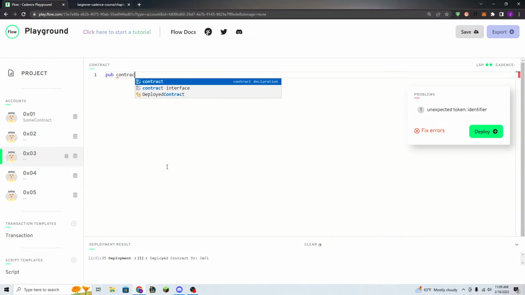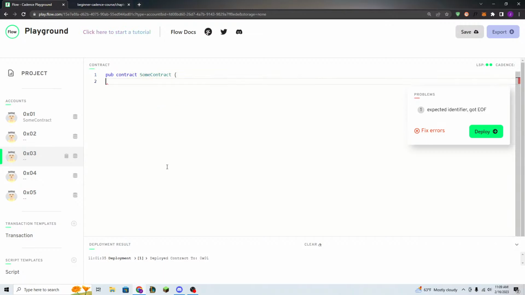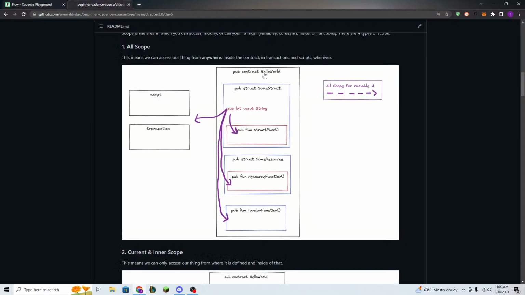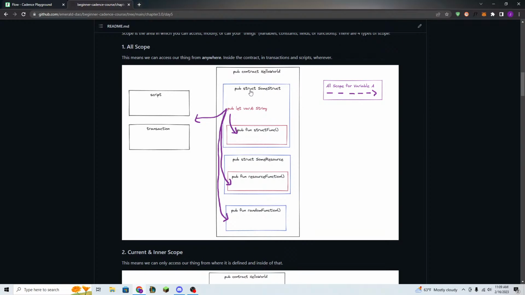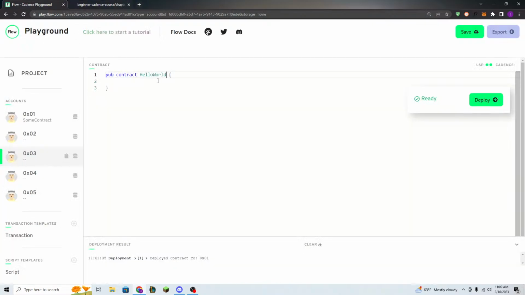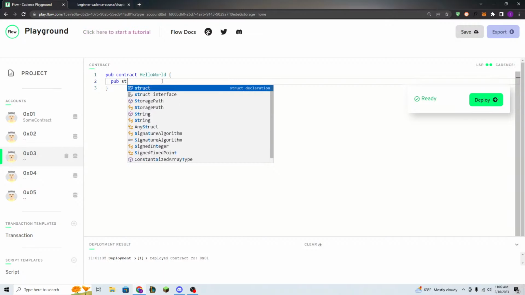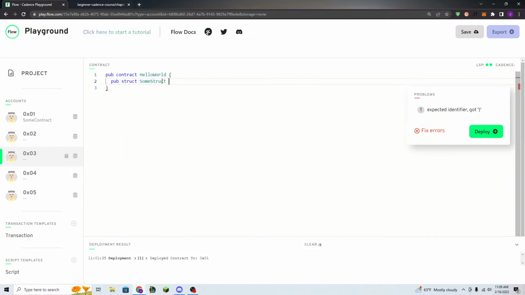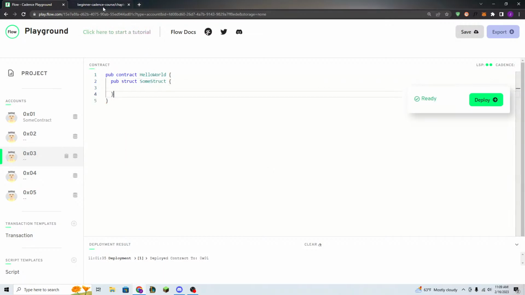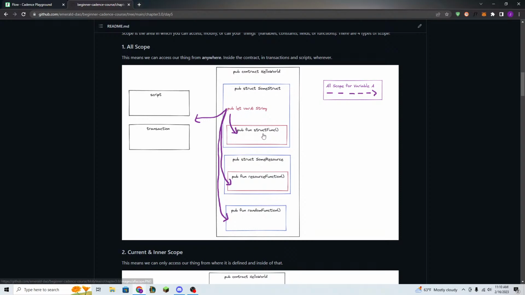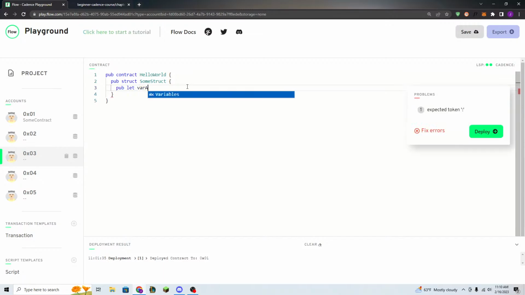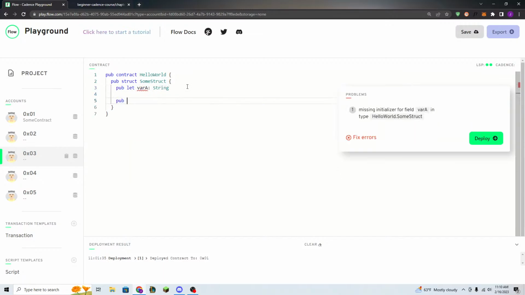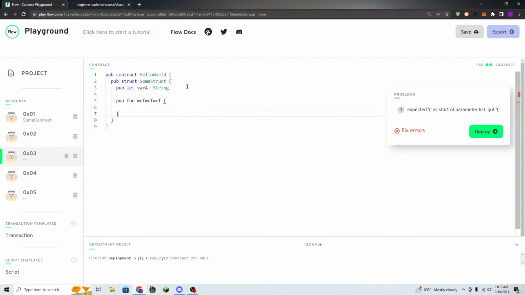Let's say we have some contract, and it's actually called hello world, so we'll call this hello world. Then inside of hello world, we have a struct called some struct. So let's add that here: pub struct some struct. And then inside of some struct, we actually have a variable and a function. So let's make that: pub let var a, and then we have a function, something. I'm not going to actually name it.